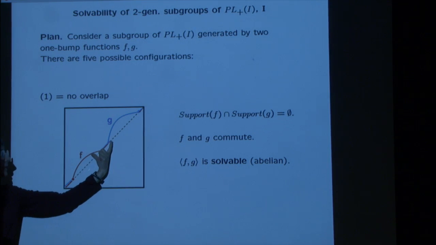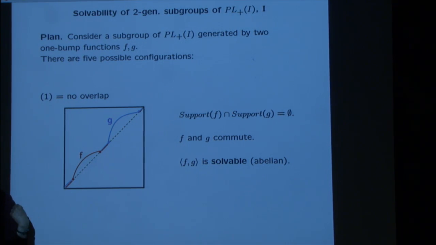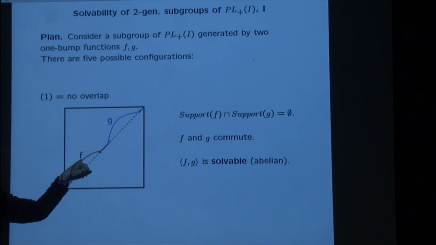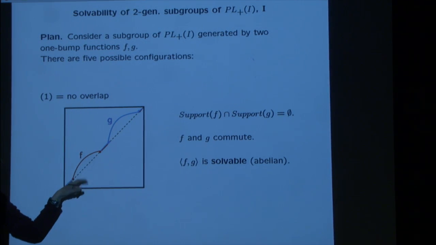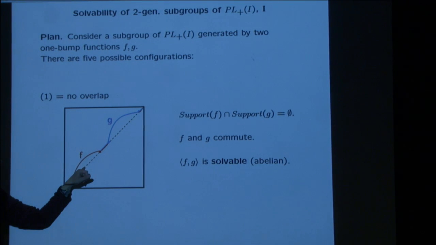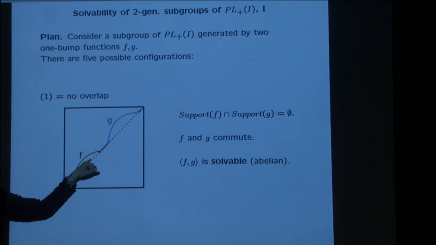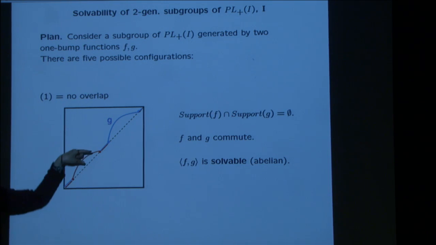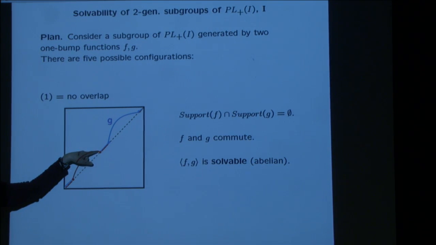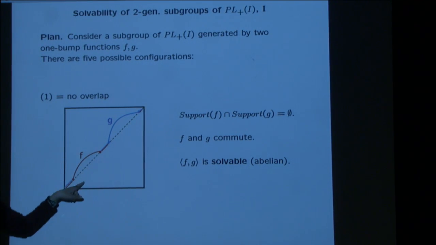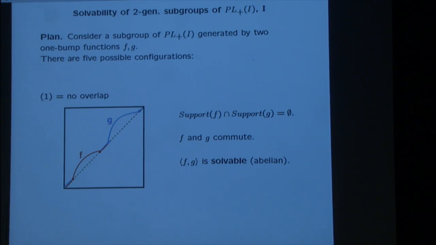Well, these 2 elements of PL plus I commute. If I do this one first and then this one, to a point over here, this function will map that point to something still in this interval, and G will do nothing to it, or G did nothing to it and then I do F to it. Right? It just doesn't matter. These two commute. So abelian groups are solvable. They have a tower with length 1, so I'm solvable.